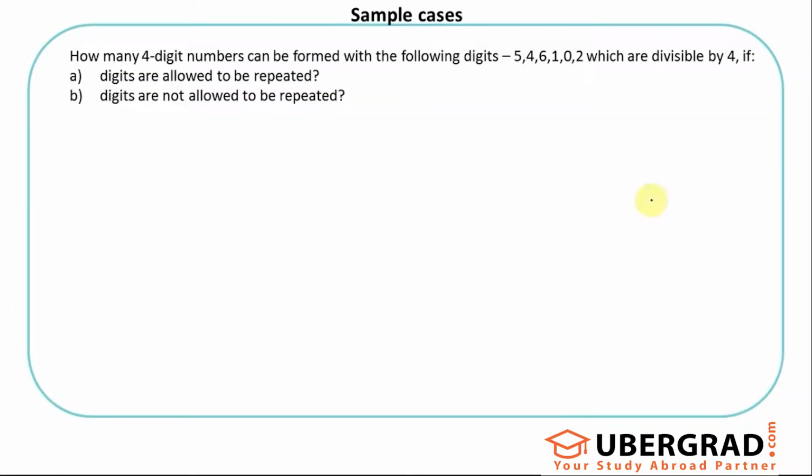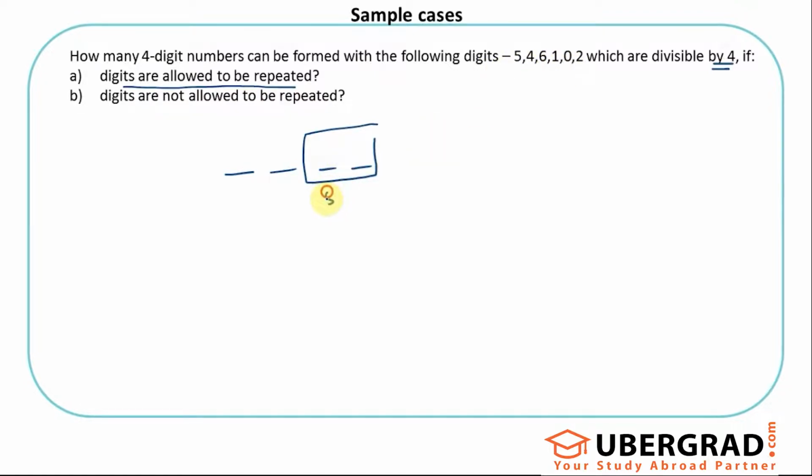How many 4-digit numbers can be formed with the following digits which are divisible by 4 if digits are allowed to be repeated? You know what the logic is? I'll start off with this. The divisibility rule of 4 is that the last 2 digits should be divisible by 4. So in this pool of digits, what all can I make? I need to check this.